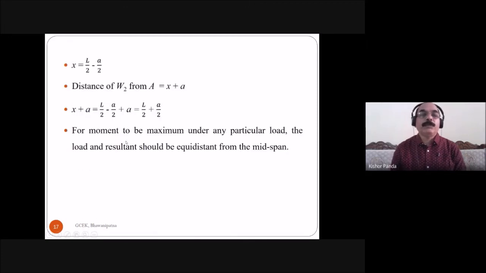So for moment to be maximum under any particular load, the load and resultant should be equidistant from the midspan. So here you will get the maximum moment under any particular load, when the load and the resultant are equidistant from the midspan. This one, L by 2 minus A by 2 and L by 2 plus A by 2. So for moment to be maximum under any particular load, the load and resultant should be equidistant from midspan.